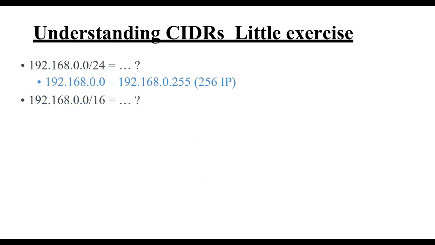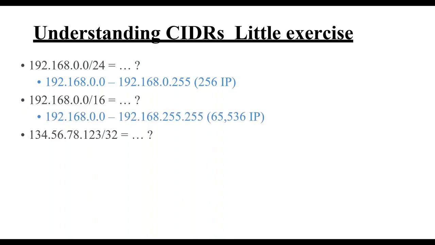What about /16? If you need 65,536 devices, this is the notation which supports that. And what is the meaning of the /32? Yeah, only the current IP address is going to be allowed.